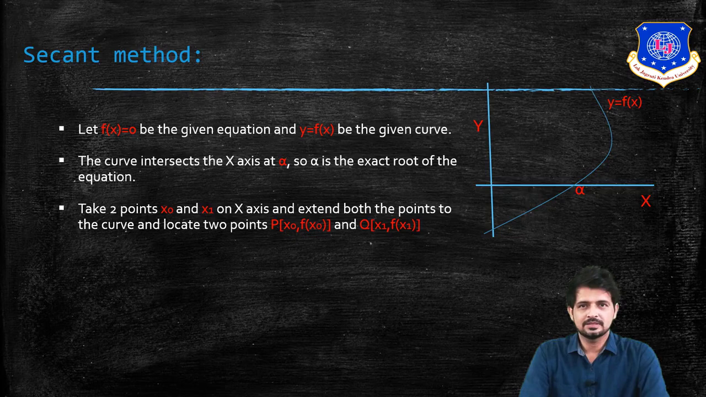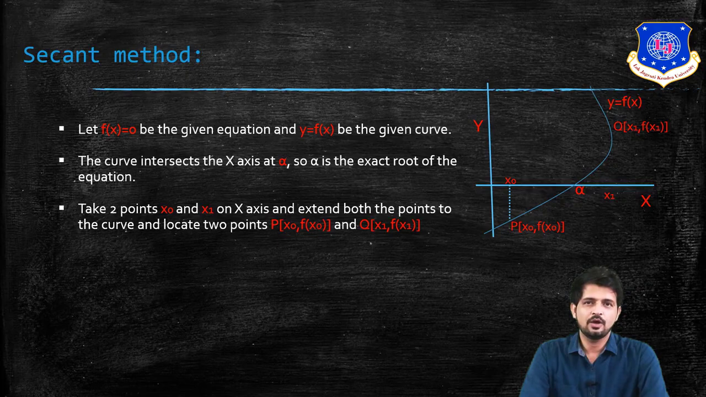Now, as it is an open method, we have to assume two initial values. So let us assume the two initial values on the x-axis as x0 and x1. First of all, we have to locate x0 and x1. So these are x0 and x1, the 2 points located on the x-axis. Now we have to extend these points to the curve, and we will get 2 points P and Q.